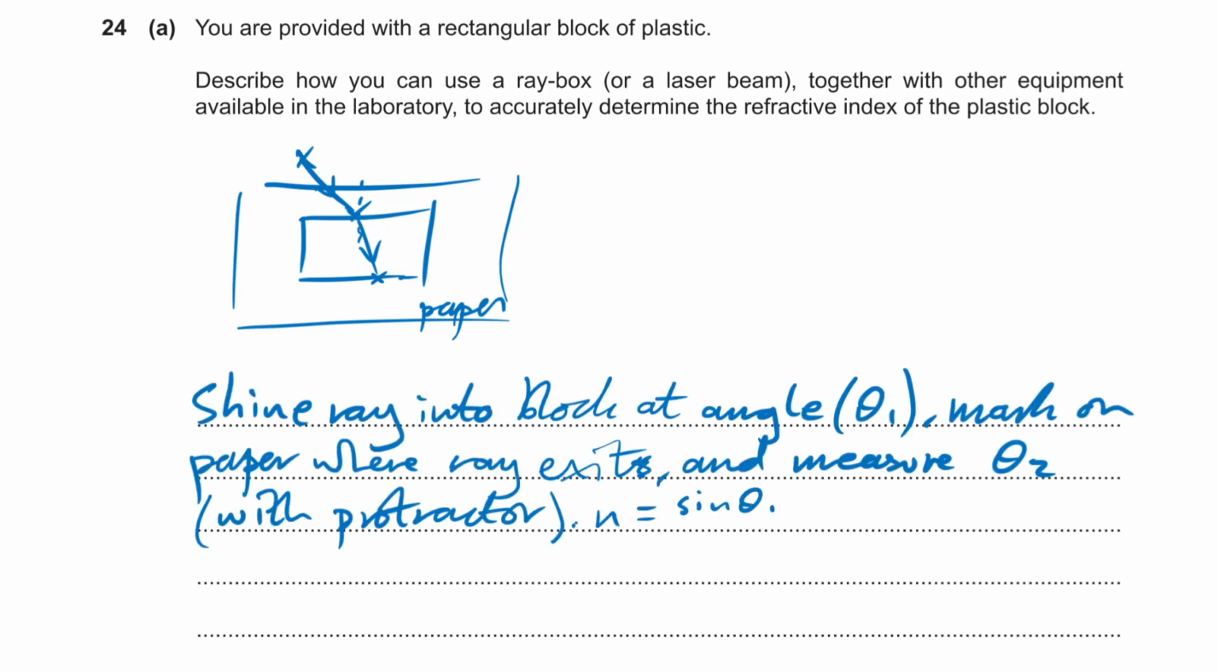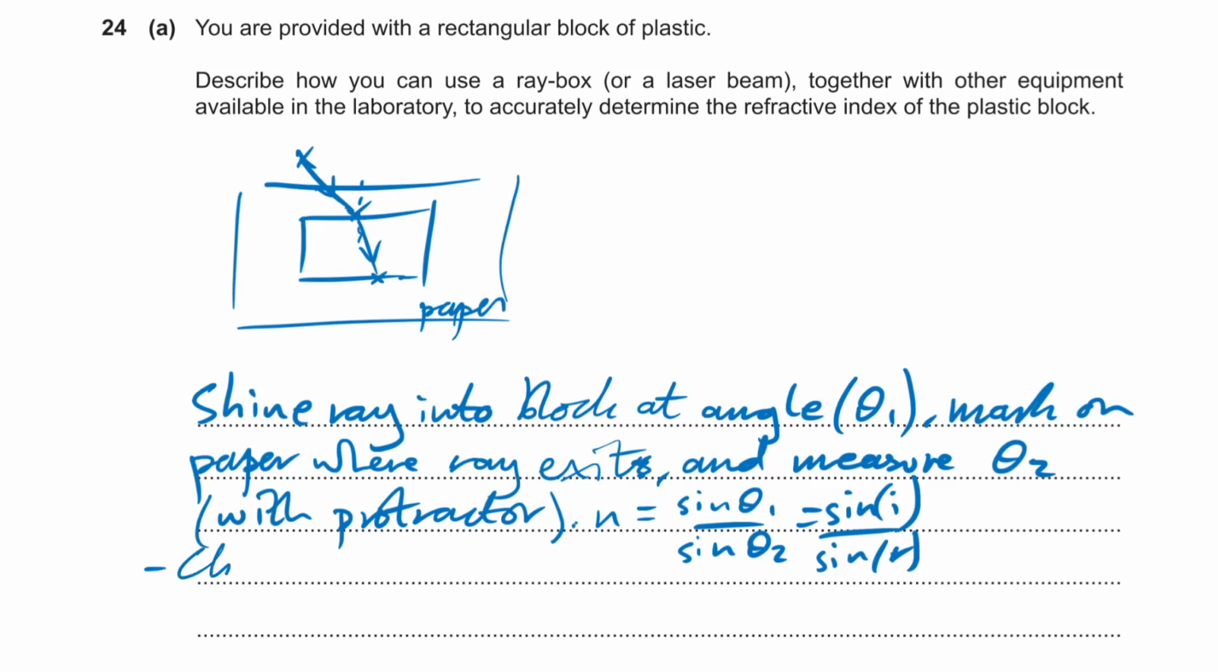to measure the angles between the normal and the incident ray and the refracted ray, and that should give us theta 1 and theta 2, or we can call them I and R. So refractive index is equal to sine I over sine R, or sine theta 1 over sine theta 2.